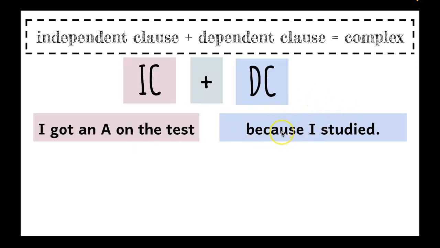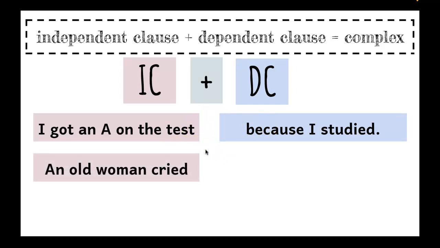By itself, because I studied, is not a complete thought. It's a dependent clause. It needs to be attached to the independent clause. Notice when the dependent clause is at the end, there's no punctuation in between them.